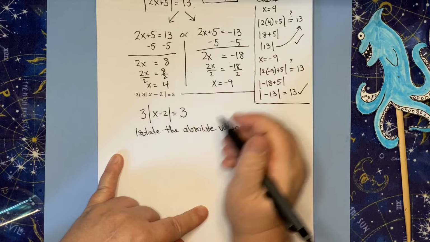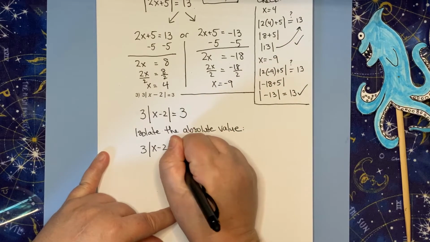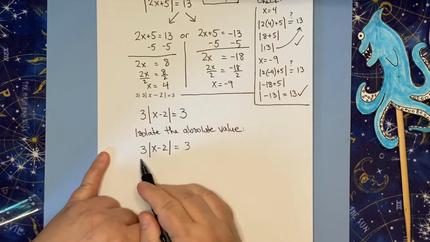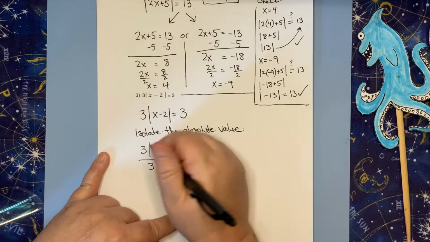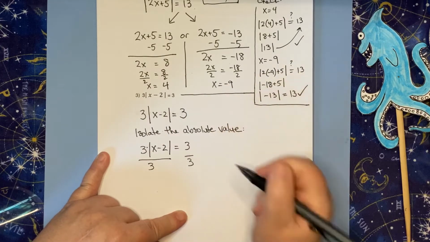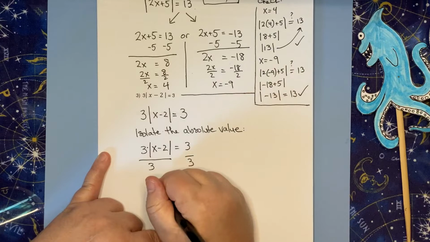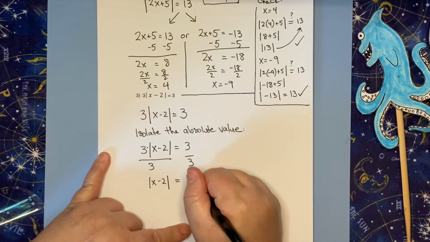So how do we do that? Well, in this case, if I want to get absolute value by itself, over on the left, I'm going to divide out that 3 because that's 3 times the absolute value. So I'm going to divide by 3 on both sides. So I get x minus 2 inside absolute value equals 1.